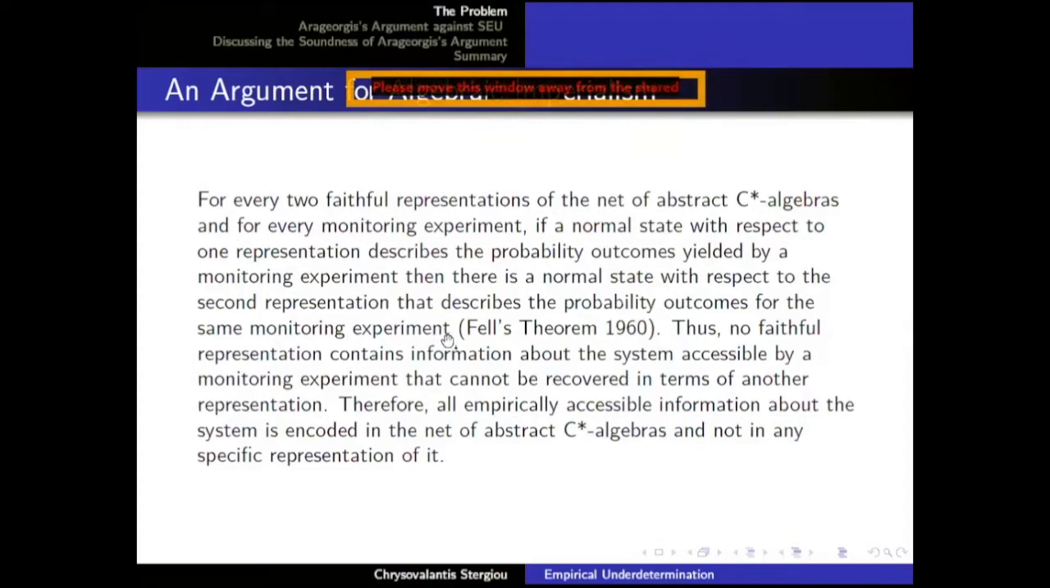This is a mathematical fact translated in the language of monitoring experiments and nothing other than that, which comes from Fell's theorem. And from this mathematical fact, we may infer that no faithful representation contains information about the system accessible by a monitoring experiment that cannot be recovered in terms of another representation, at least in terms of another faithful representation. So representations do not contain more information, and all empirically accessible information about the system is encoded in the net of abstract C-star algebras and not in any specific representation of it. So the conclusion of the argument is algebraic imperialism, of course, on the condition that one accepts a conservatism about experience, because this is the idea of inductive empirical underdetermination.